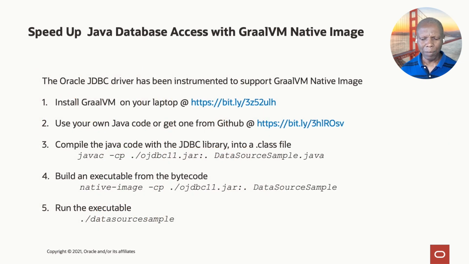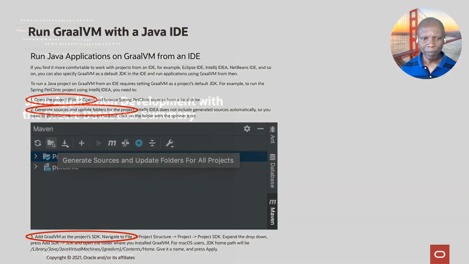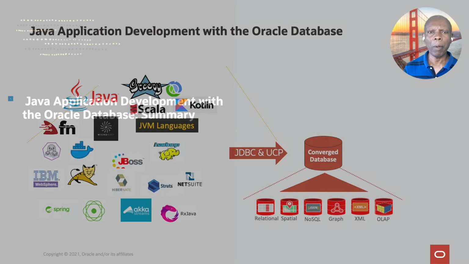Okay, these are the steps. If you are using just Java code, you install GraalVM, and then you use your own code, or you grab code from our GitHub repo, compile the Java code into a Java class, and then build an executable from the Java bytecode, and then run it. You could also do the same using an IDE, but to be honest with you, I have not tried this approach.